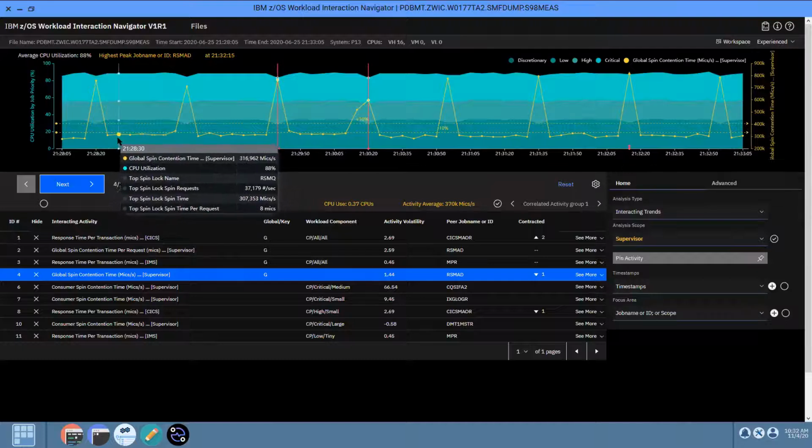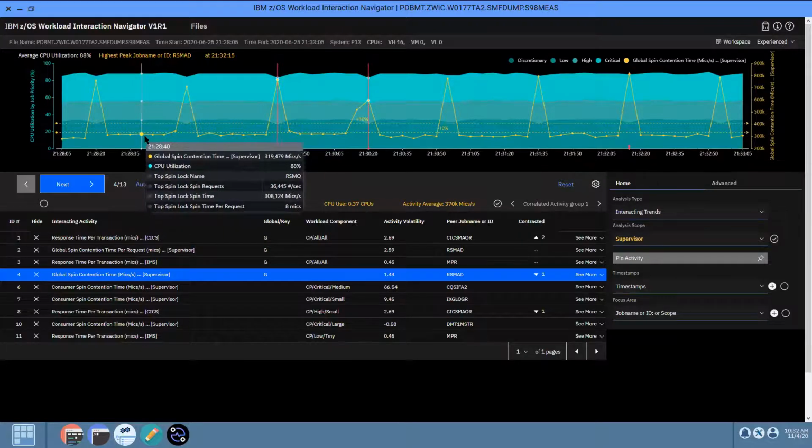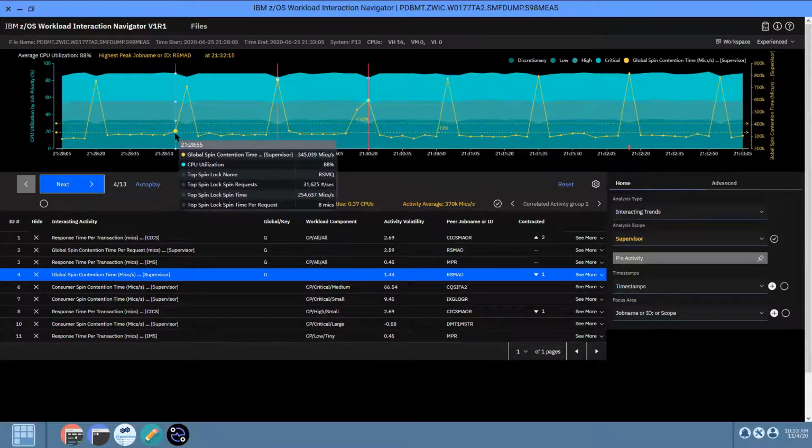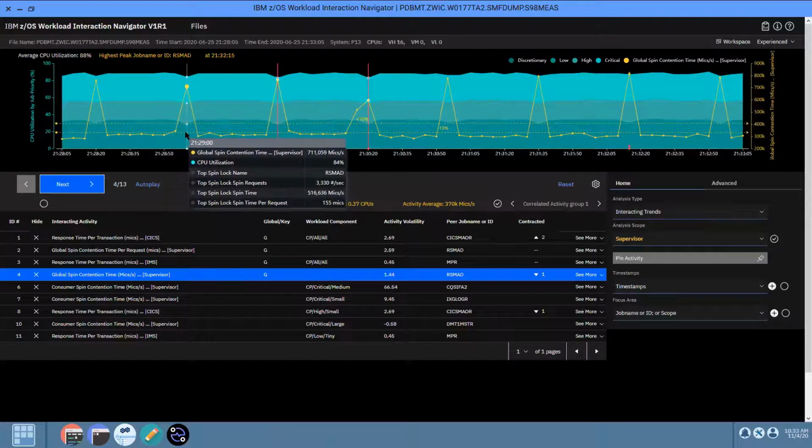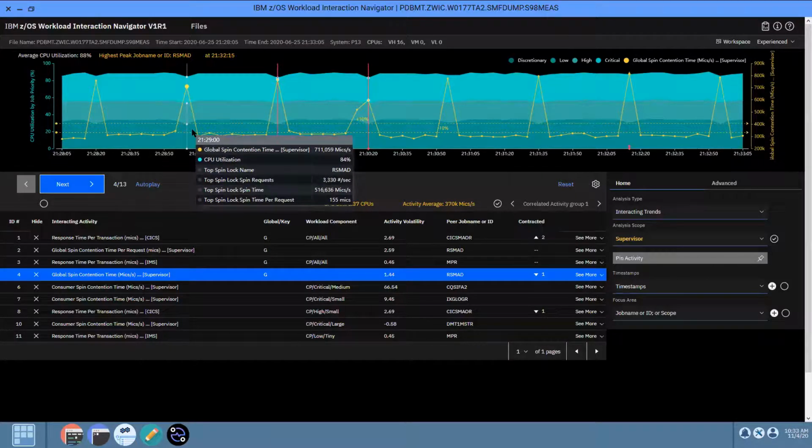So hovering over the graph here, we can see that normally the contention is on the RSMQ resource, but at every one of these CPU utilization values, we have a change in what the contention is on. Contention changes at every one of these CPU values to the RSM AD lock. It also increases, so that means that the RSM AD lock is experiencing more contention on this system resource at every one of these CPU utilization values.